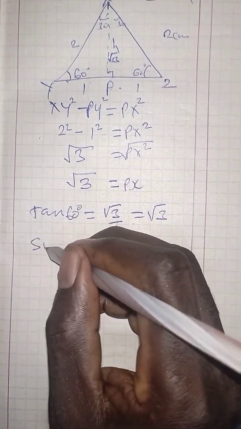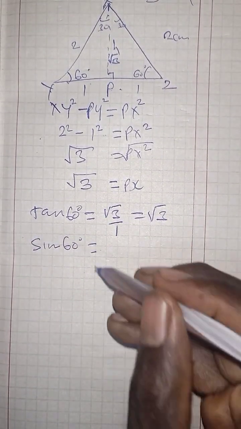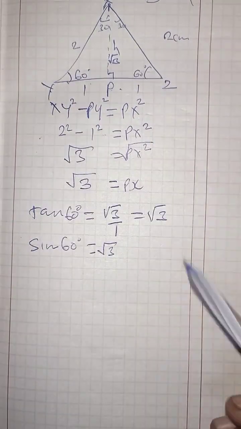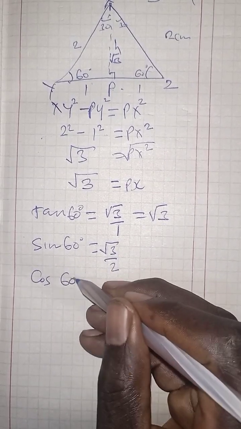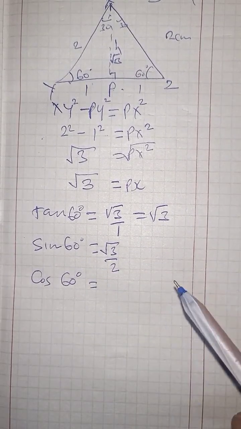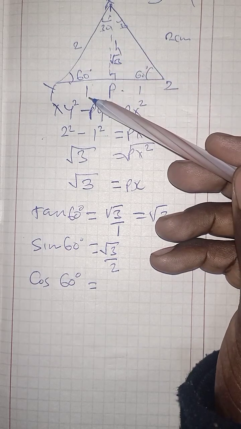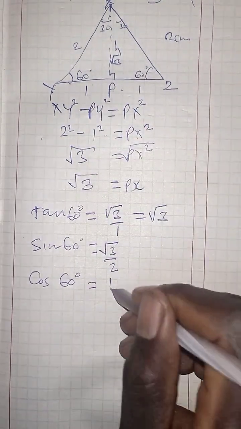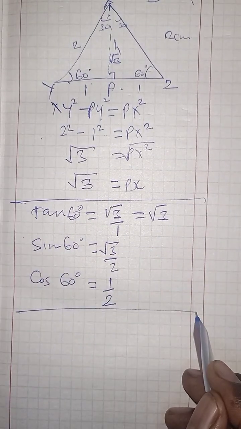What about sine 60? Sine 60, we shall take the opposite side, this one, square root of 3, and the hypotenuse, this is 2, divided by 2. Now what about the cosine? Cos 60, we shall take the adjacent side and the hypotenuse. The adjacent is 1, hypotenuse is 2. So have this in mind.